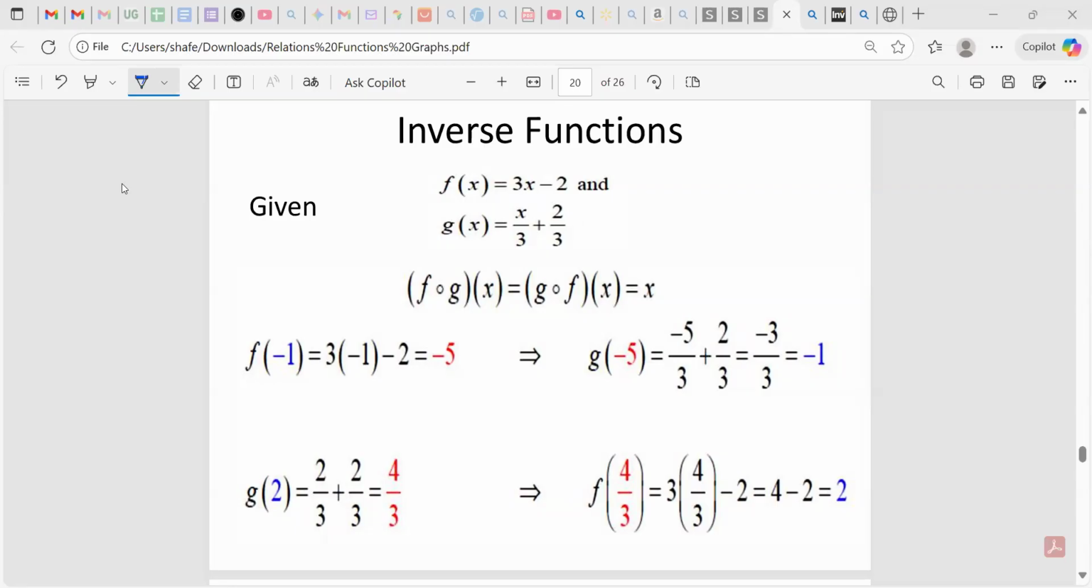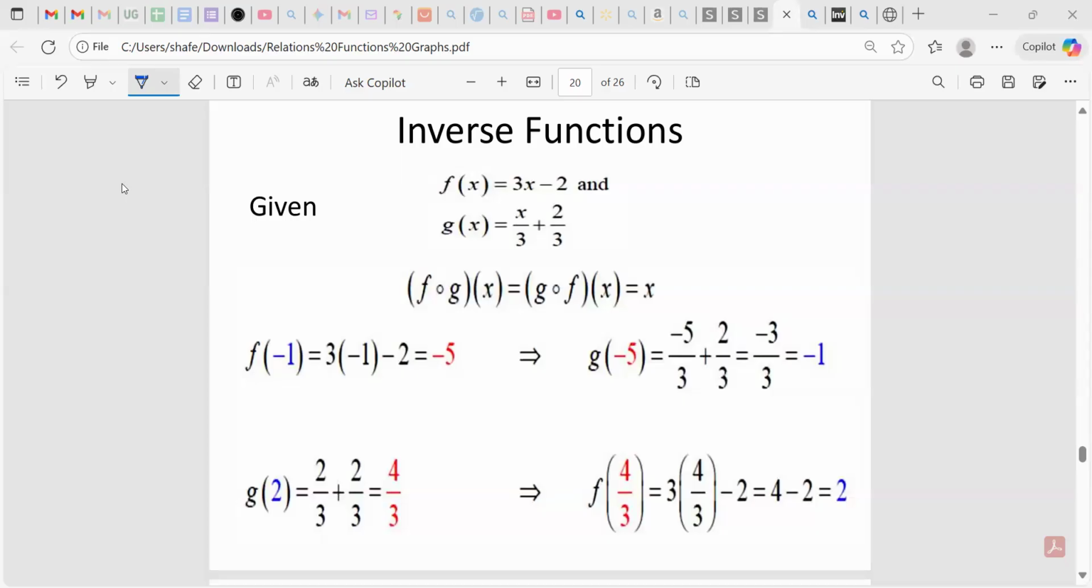Right, we talked just now about a composite where you can find a single function that can do the work of two functions. You can have the composite of 3 functions and so on, right? Now we want to talk about a function that can reverse the operation of an original function. Right? So here we have, okay, watch this.